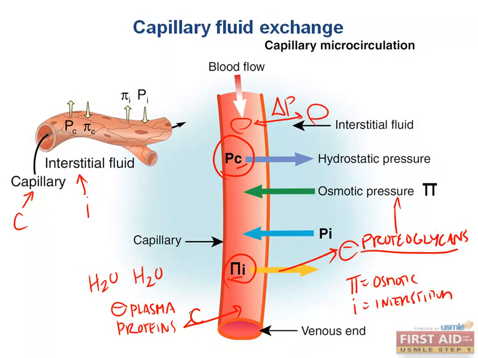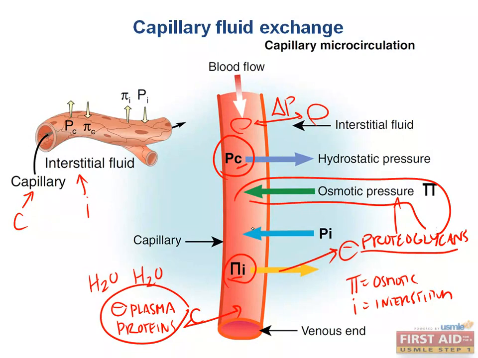So again, let's review. Plasma proteins are responsible for the osmotic pull into the capillary, and that is denoted by pi, which is for osmotic, and C, which is for capillary. Proteoglycans are responsible for the pull from the capillary into the interstitial space, which is denoted by pi with an I, because pi is for osmotic and I is for interstitium.